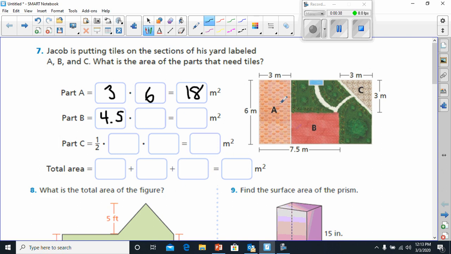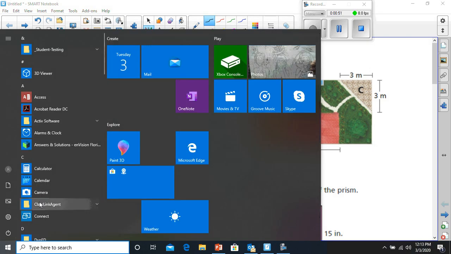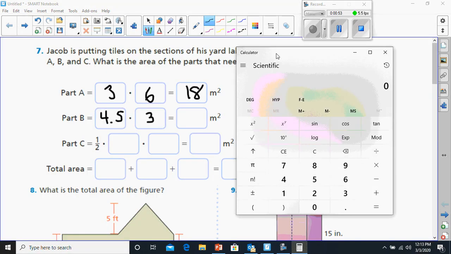And we can multiply that by, well, this is not 6. It's half of it. So we would put 3. And now we would take 4.5 times 3. Let's get our calculator for that. 4.5 times 3. And that's going to give us 13.5.